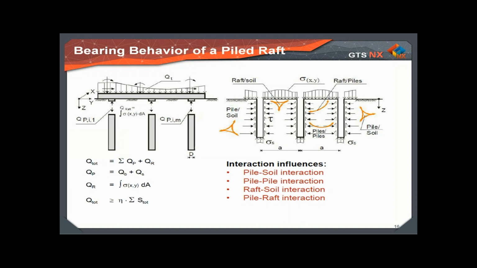And the pile bearing capacity is in itself the summation of the base capacity plus the shaft capacity. The raft bearing capacity is the contact stress over the area of the raft. And this total bearing capacity, combined with the raft, should be larger than the applied loads multiplied by the factor of safety.